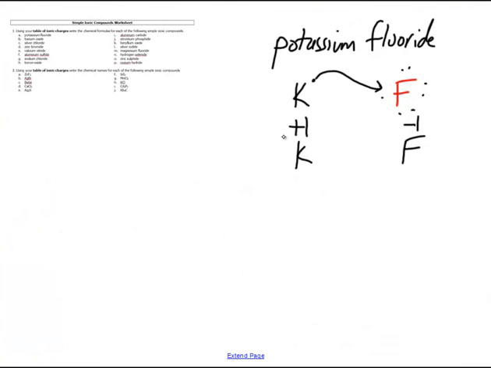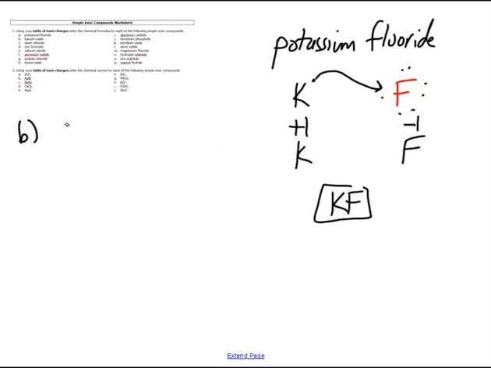So let's get back here. If we know this is a +1 and this is a -1, you ask yourself, how many of each of these do I need to make this whole compound neutral? Because that's the goal. And it's one of each. So you have KF. So that's the answer to the first one.